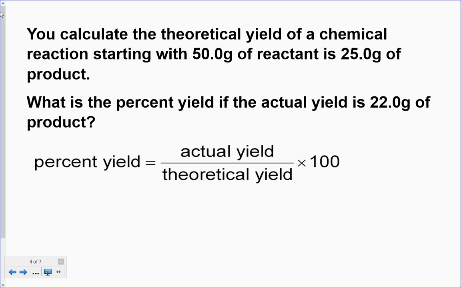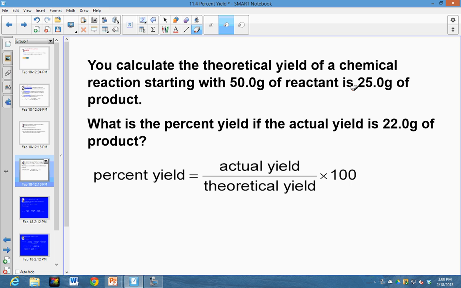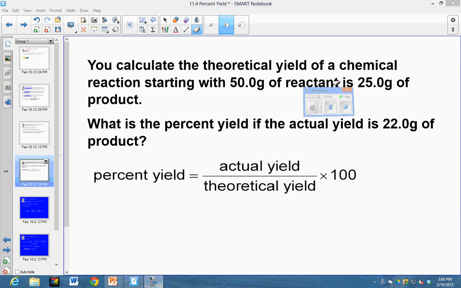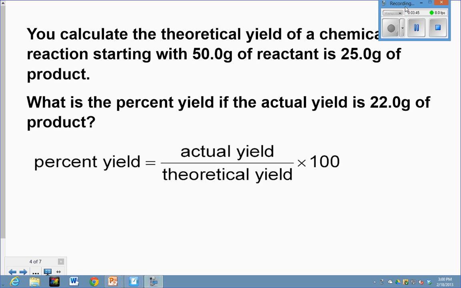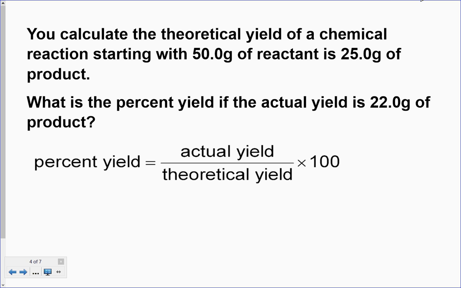So in this case, we're going to do, let me get the right thing here. Why can't I do my pen like I want to? Okay, sorry about that little glitch.